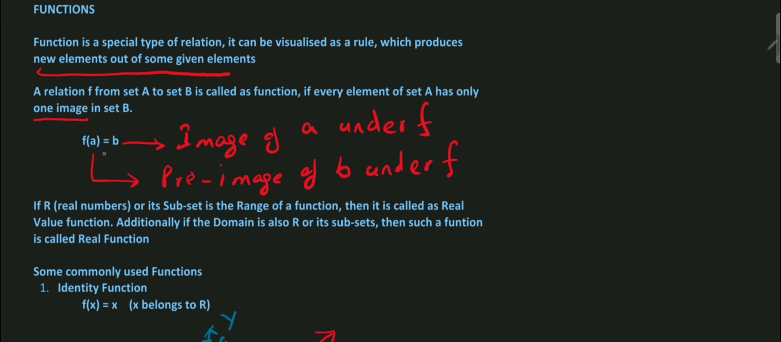And f of A equal to B, where B is the image of A under f and A is the pre-image of B under f. If R, that is real numbers, or its subset becomes the range of a function, then it is called a real valued function. Additionally, if the domain is also either real numbers or a subset of real numbers, then such a function is called a real function.